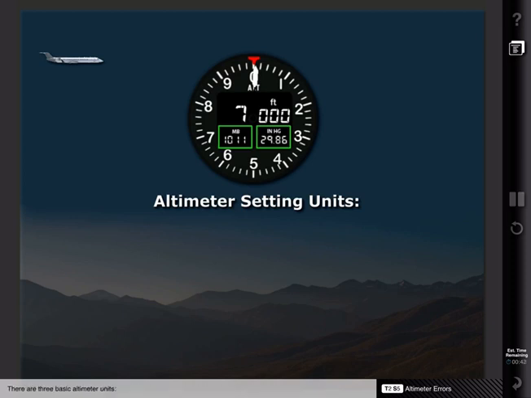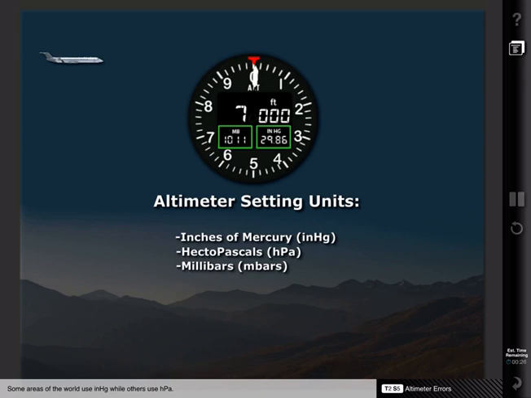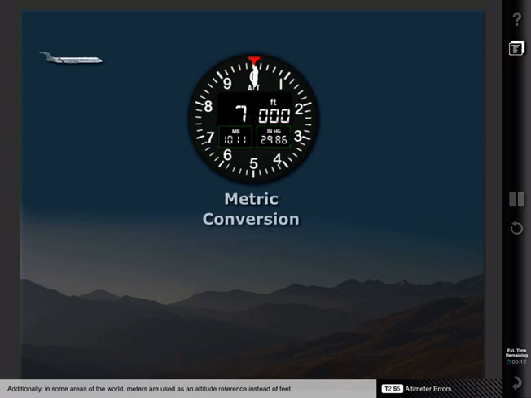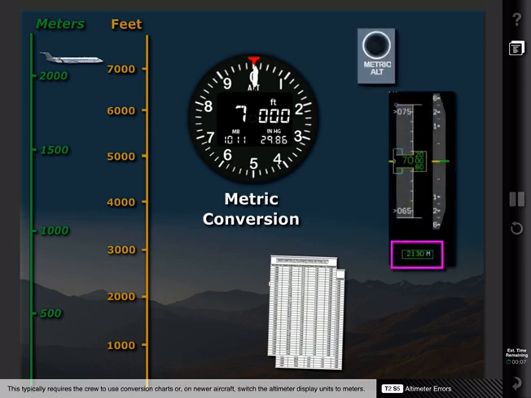There are three basic altimeter units: inches of mercury, hectopascals, and millibars. Some areas of the world use inches of mercury while others use hectopascals. Always know which altimeter setting is being used by ATC. Additionally, in some areas of the world, meters are used as an altitude reference instead of feet. This typically requires the crew to use conversion charts or, on newer aircraft, switch the altimeter display units to meters.